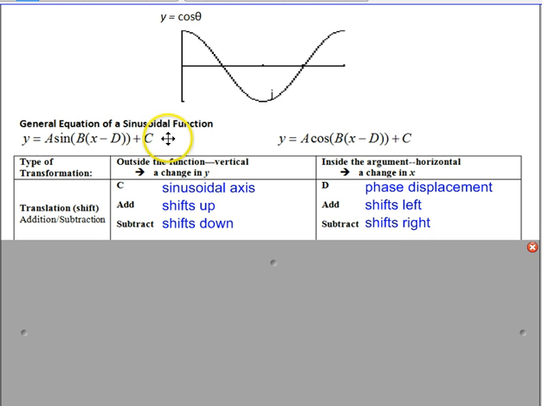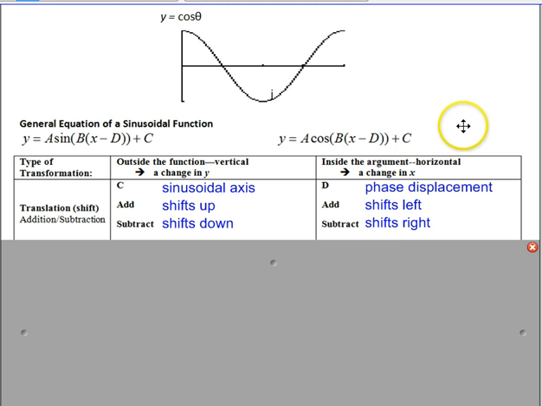C causes the graph to either shift completely up or down from the sinusoidal axis. So C actually is the sinusoidal axis, because if the entire graph shifts up 2, then the sinusoidal axis changes from 0 to 2. Notice that the shape and the size of the graph doesn't change at all when it shifts up and down.